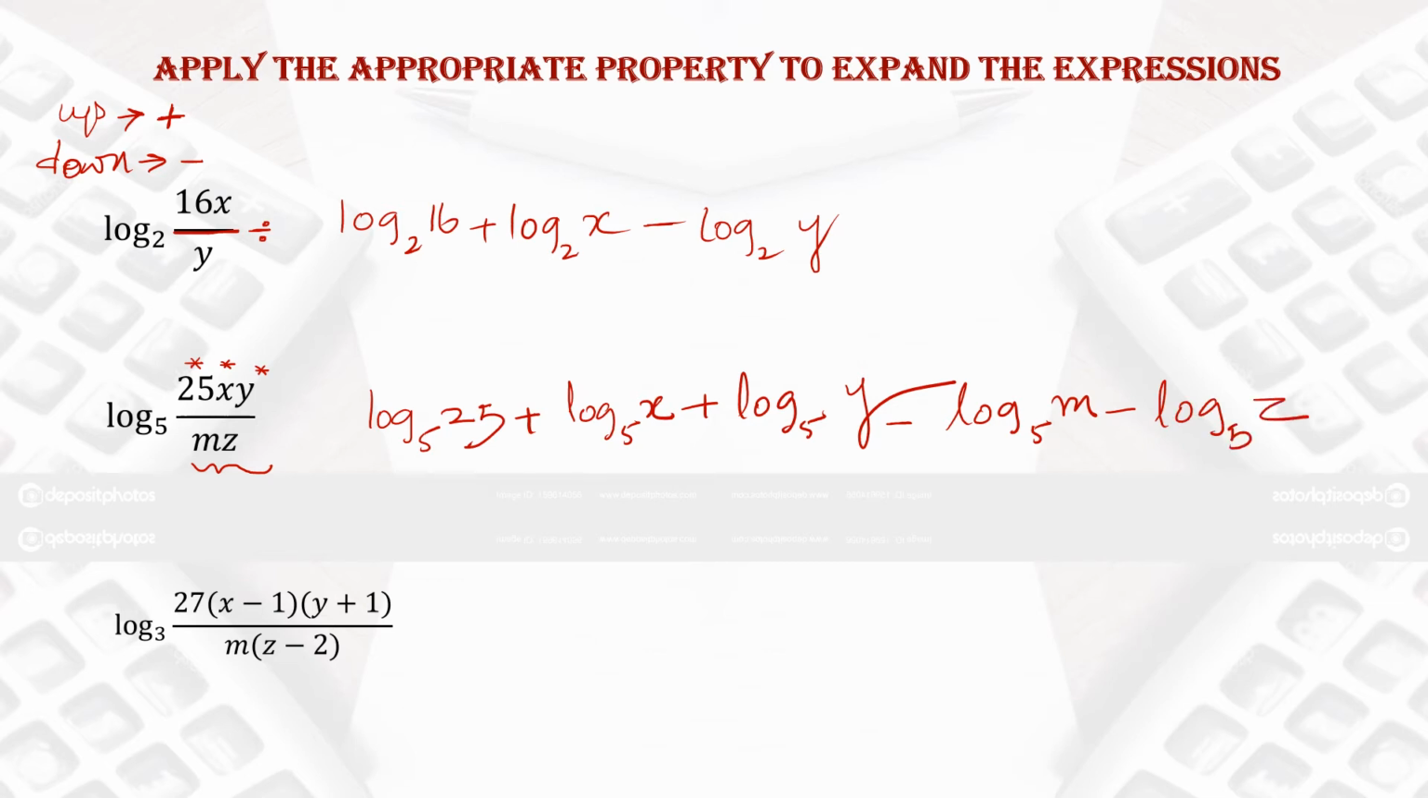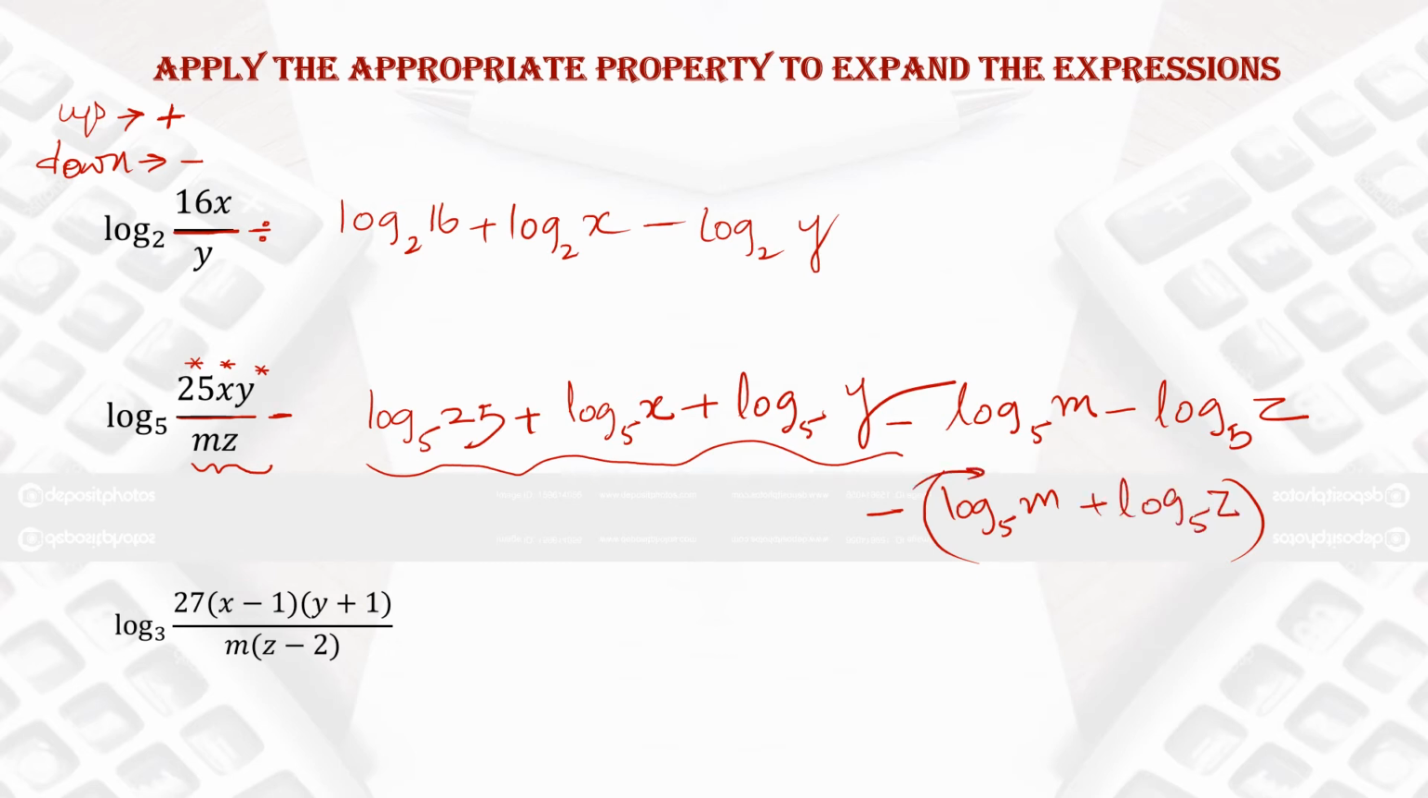Let's see here. All the things which are on the top, you wrote it, you understood. Now this quotient sign means minus, right? So you wrote here minus. Then you will open the bracket, and then m and z are multiplying with each other. So you will get log base 5 of m plus log base 5 of z. And when you open this bracket, it will take you to my first step. So we avoided the second step, two steps.